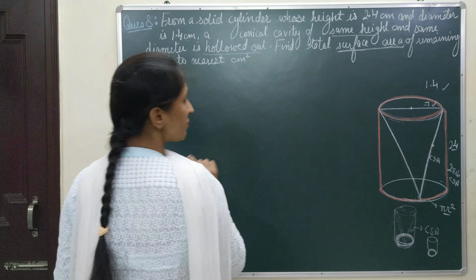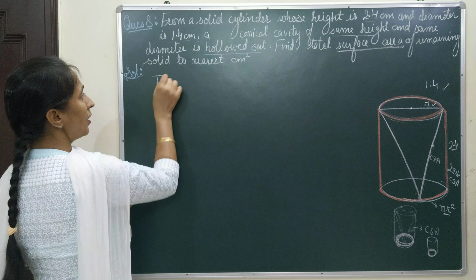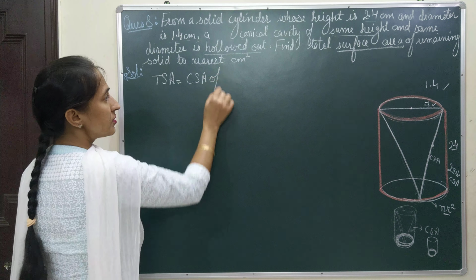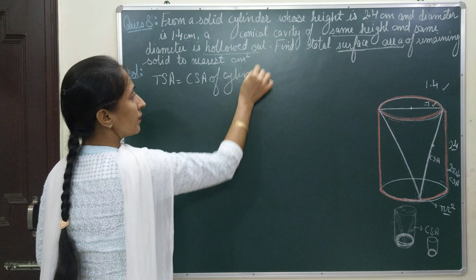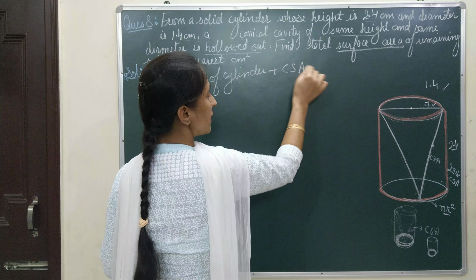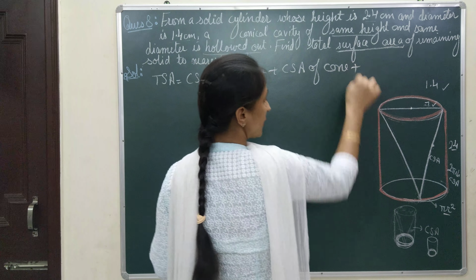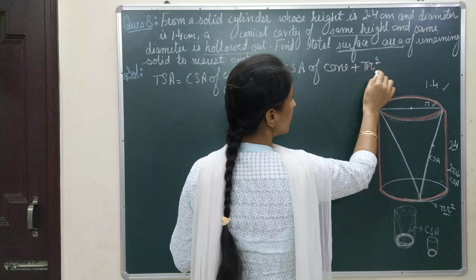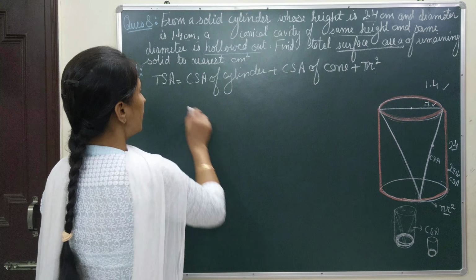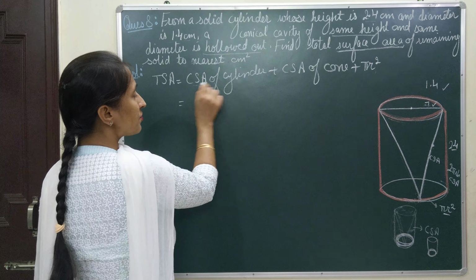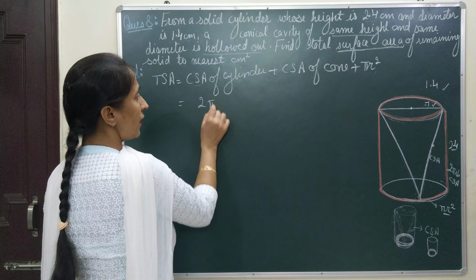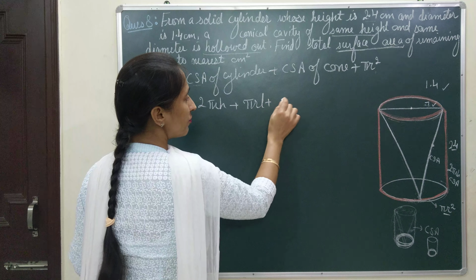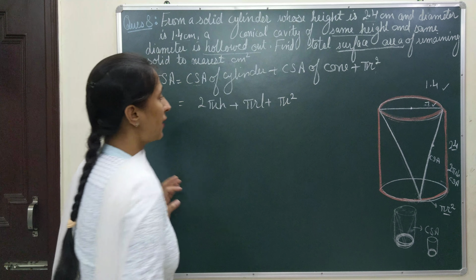Okay, so three things we will be taking for total surface area. Total surface area will be having curved surface area of cylinder, then curved surface area of cone, plus this lower part, that means area of this circle. Now we know the formula for curved surface area of cylinder. It is 2 pi RH. For cone it is pi RL, and for circle it is pi r square.